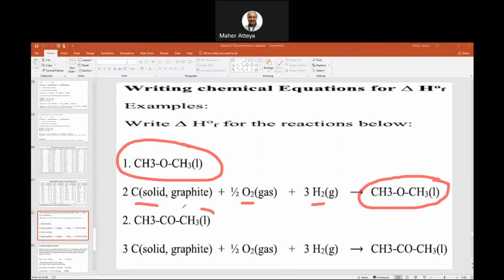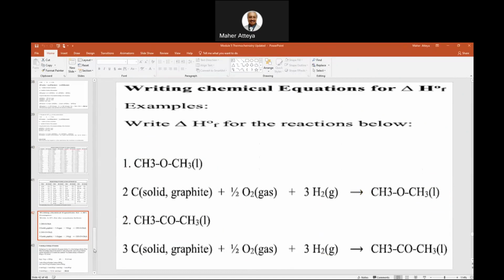So we have acetone here. This is another compound, acetone. We have carbon, we have 1 oxygen, we have 6 hydrogen. So you have the formation. When I say heat of formation, it means you gather those elements and combine them to produce your compound in question. Correct?